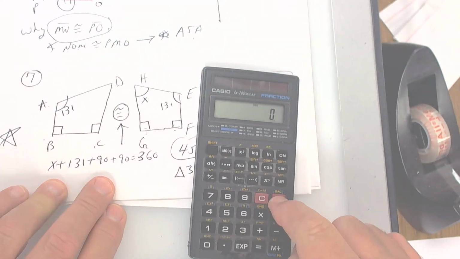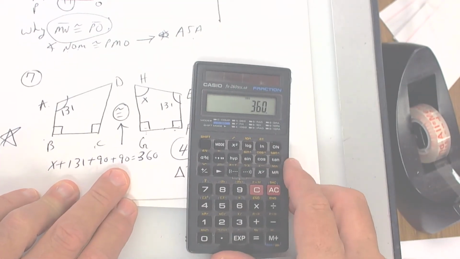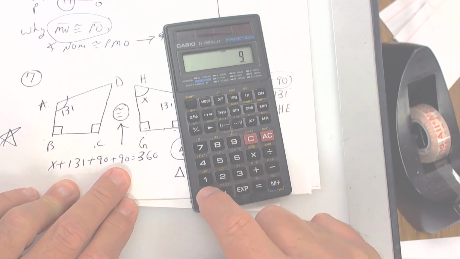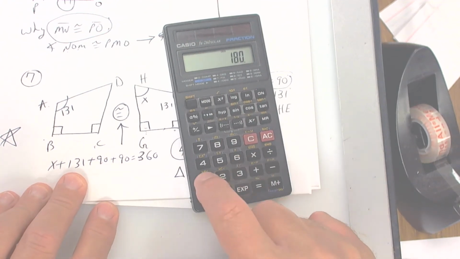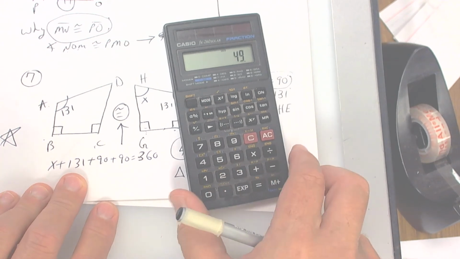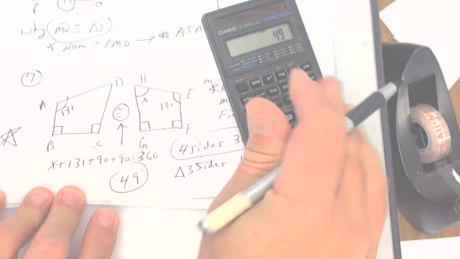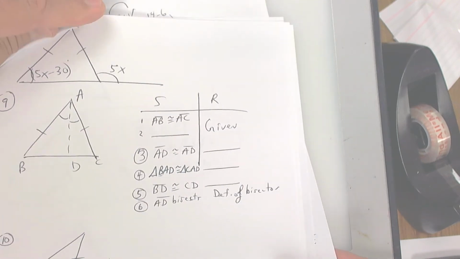So you're going to take 360 minus 90 minus 90 minus 131, and you're going to get 49 degrees. So 49 degrees should be the answer for number 7. If you're not sure on that one, just keep working it. And remember, if it's got four sides, it's 360. Let's take a look at this next one. Look right here.